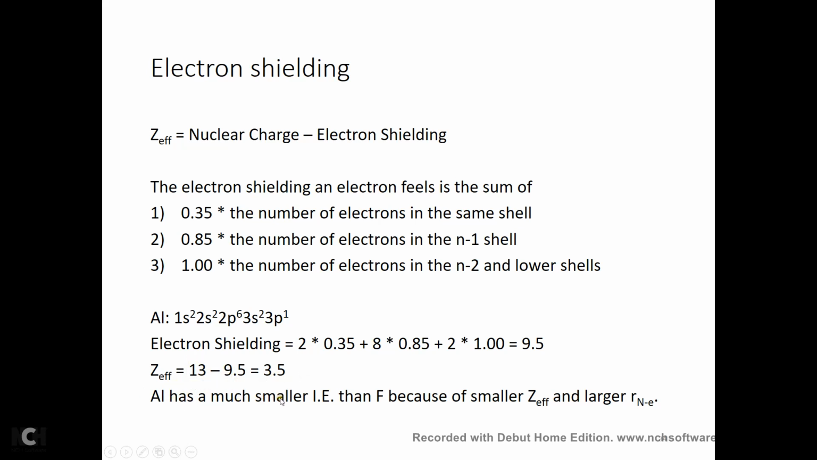So aluminum has a smaller effective nuclear charge than the valence electrons in fluorine. And also, that's very important, this is shell 3. Fluorine has shell 2. So the distance between these valence electrons and the nucleus is greater than the distance between the valence electrons in the fluorine atom and the nucleus. Both reasons contribute to the fact that aluminum has a much smaller ionization energy than fluorine. It's a lot easier to remove an electron from the aluminum atom than from the fluorine atom. Again, this is because in the aluminum atom we have a smaller effective nuclear charge and a longer distance from the nucleus.